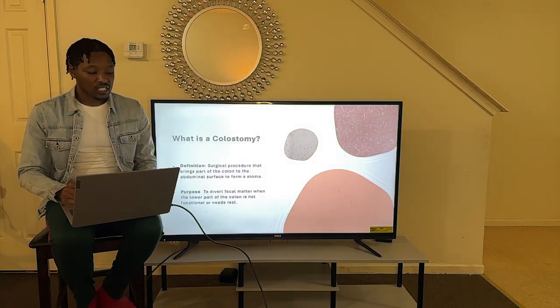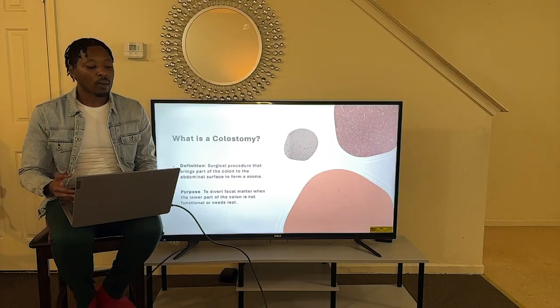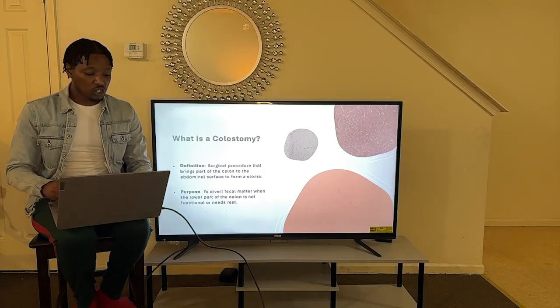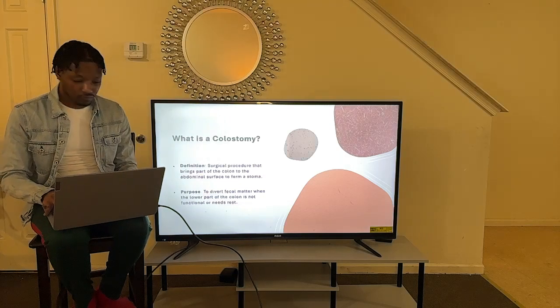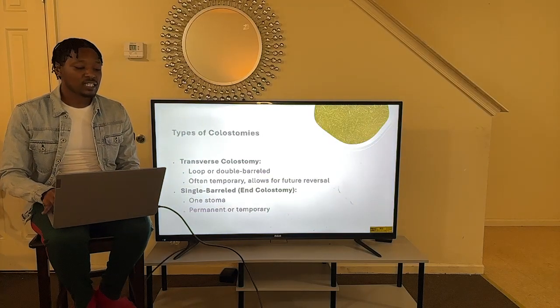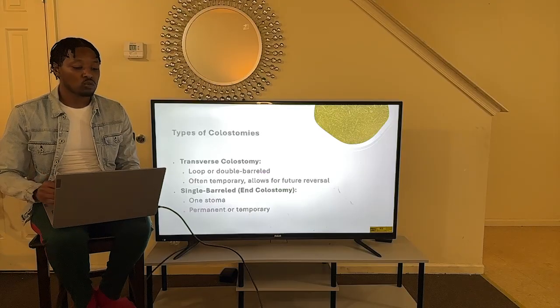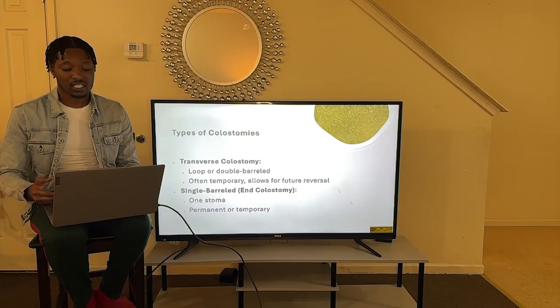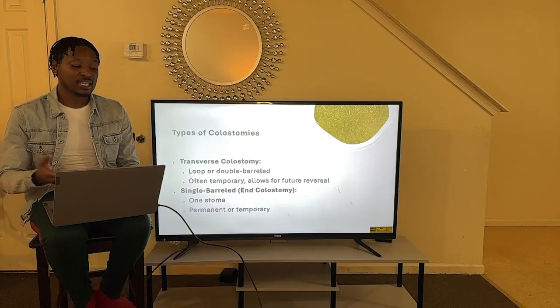So let's talk about colostomies. This is a surgical procedure that brings out a part of the colon to the abdominal surface to form a stoma. The purpose of a colostomy is to divert fecal matter when the lower part of the colon is not functional or needs rest. Some types of colostomy include a transverse colostomy, which is a loop or double-barreled colostomy. Often, this type of colostomy is a temporary one. It allows for future reversal. And then you have a single-barreled, which is an end colostomy. This is one stoma, and these types of colostomies are permanent or temporary.